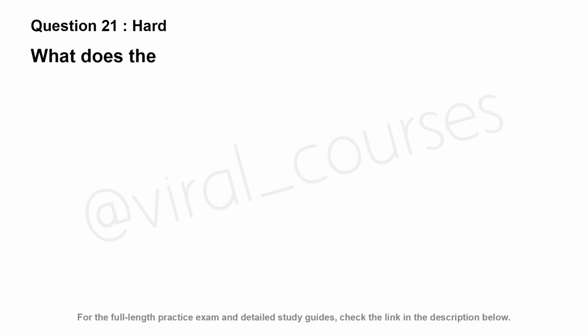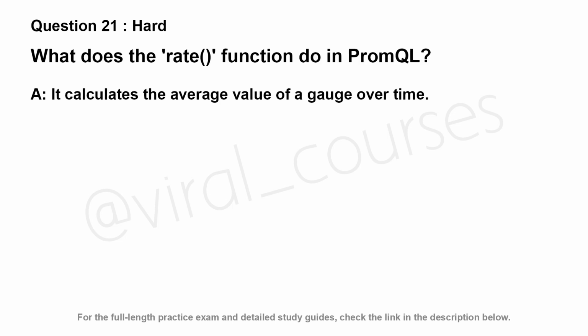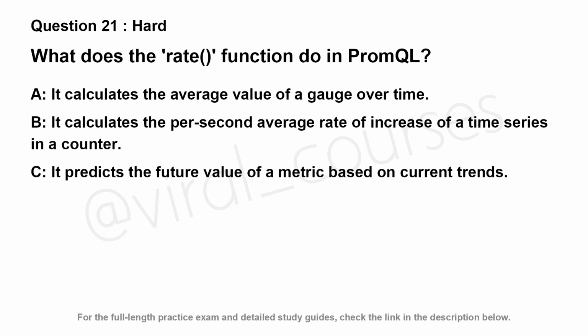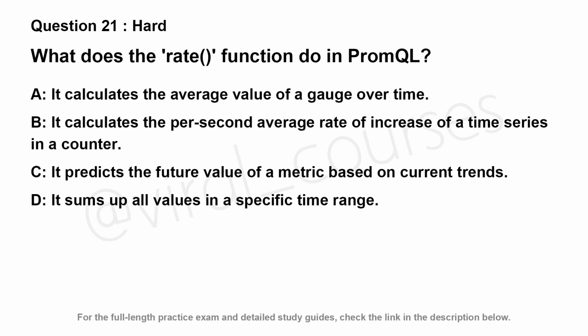What does the rate function do in PromQL? Option A. It calculates the average value of a gauge over time. Option B. It calculates the per second average rate of increase of a time series in a counter. Option C. It predicts the future value of a metric based on current trends. Option D. It sums up all values in a specific time range.